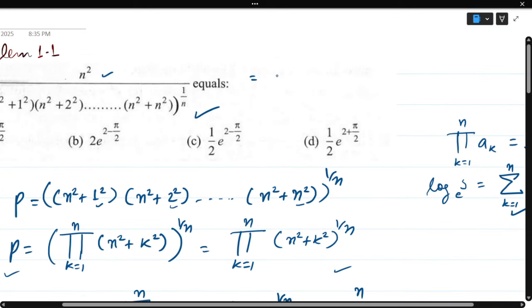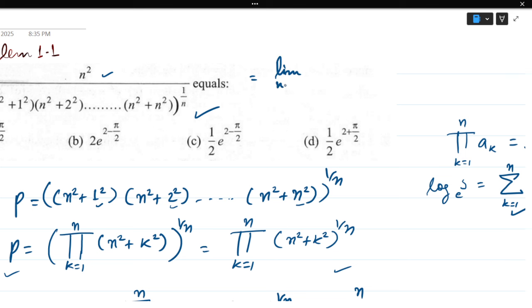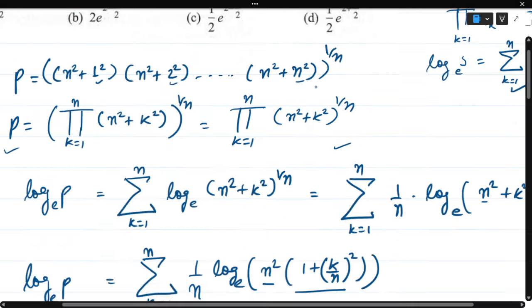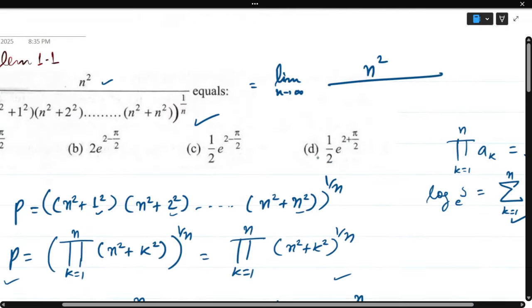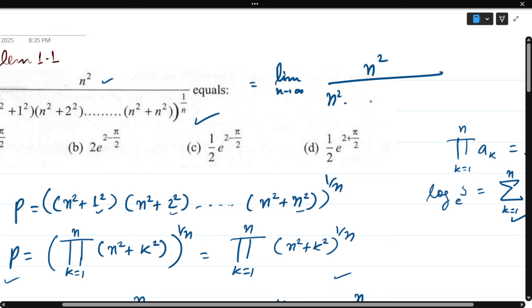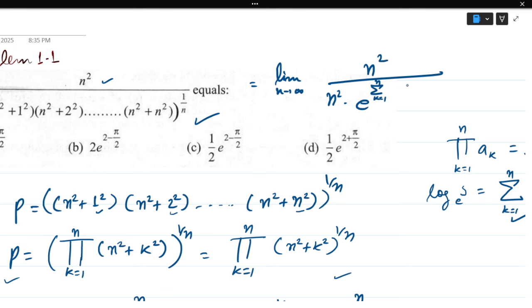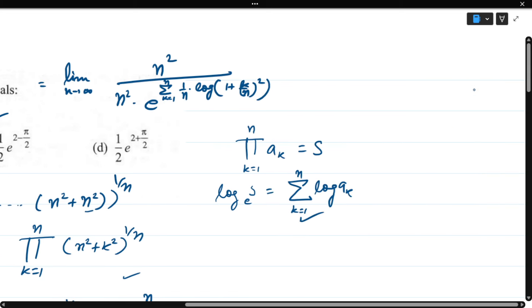This can be written as limit n tending to infinity n square divided by, in the denominator part, we have found the value of p as this, so we'll substitute this. So it will be n square dot e to the power summation k equal to 1 to n, 1 by n dot log (1 plus k by n) whole square. Now if we see, this n square gets cancelled out.